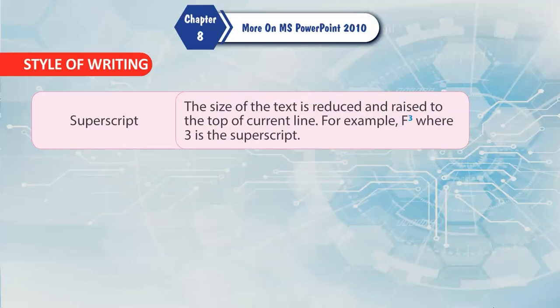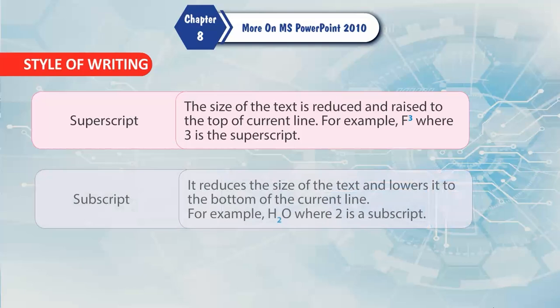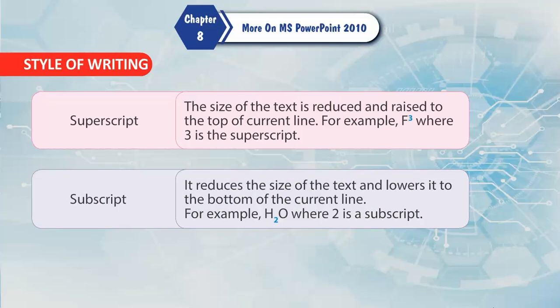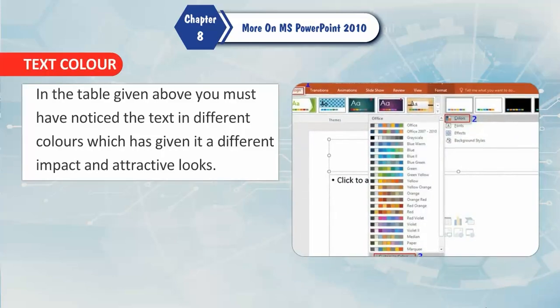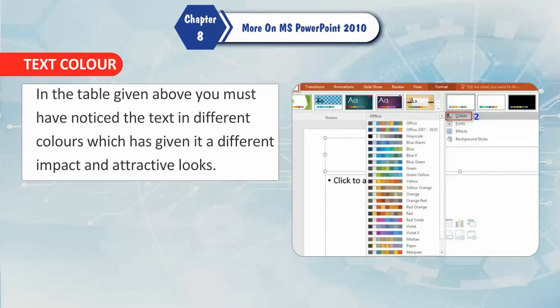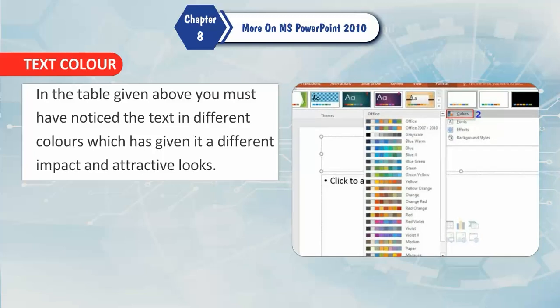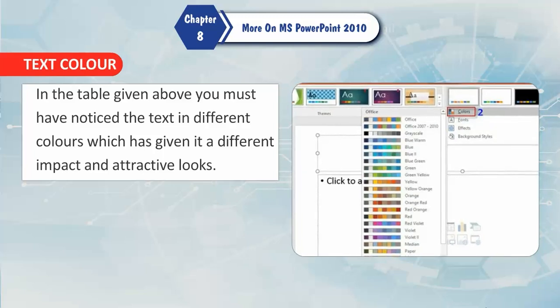Superscript. The size of the text is reduced and raised to the top of the current line. For example, F3, where 3 is the superscript. Subscript. It reduces the size of the text and lowers it to the bottom of the current line. For example, H2O, where 2 is a subscript. Text color. In the table given above, you must have noticed the text in different colors, which has given it a different impact and attractive look.